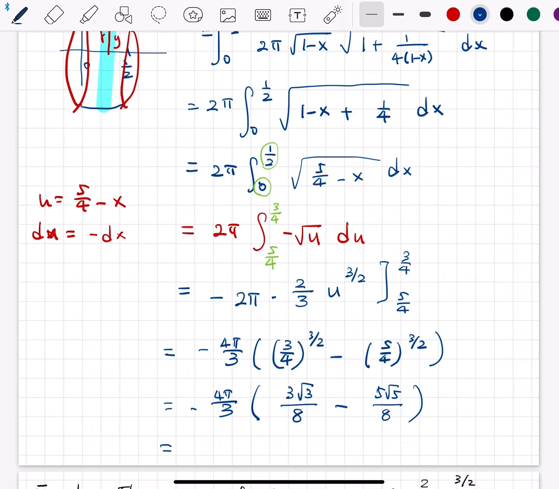And multiplying everything and moving things a little bit, I want the positive number in front, so I will end up with 5 square root of 5 pi over 6 minus square root of 3 pi over 2.